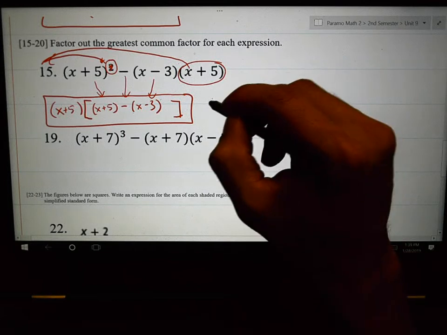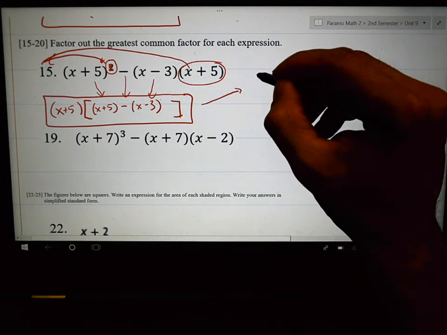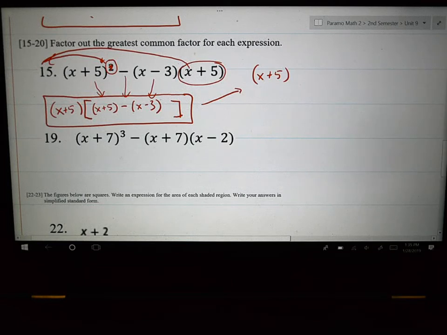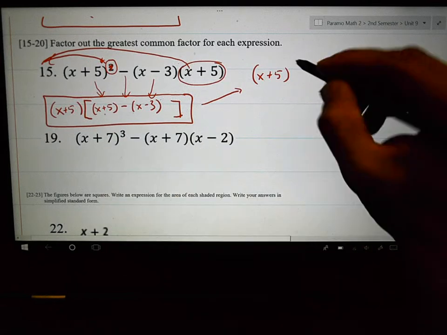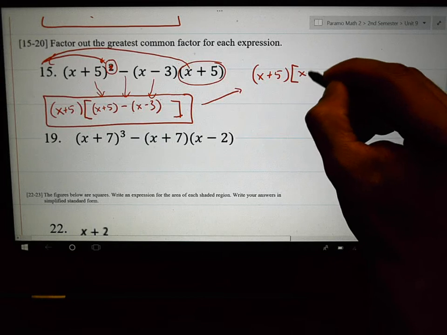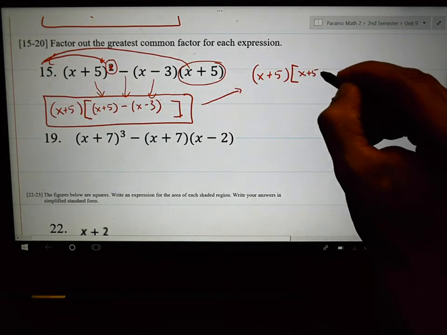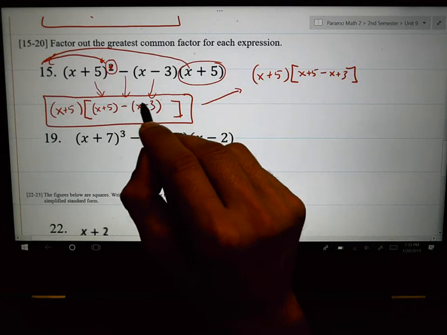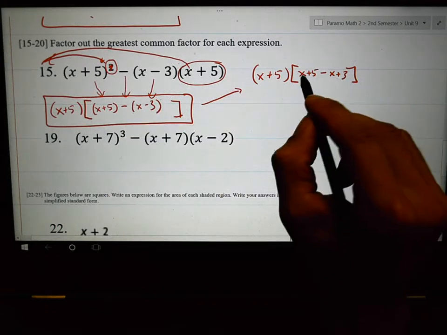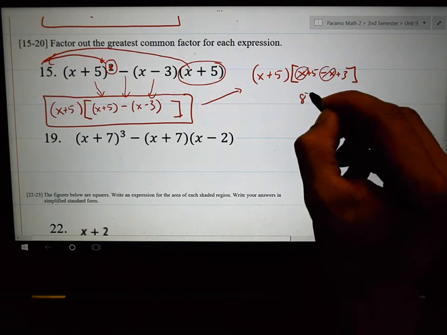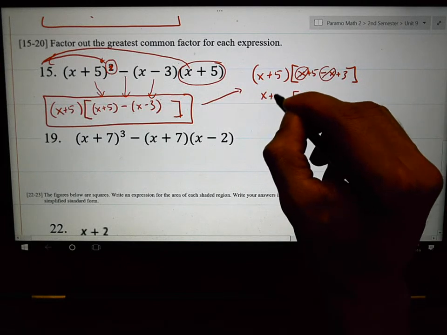But I need to show you something because I did see something like this on, let's just say, some kind of test that I've seen before. Sometimes you might actually have to simplify what goes inside these brackets. Sometimes you might have to do x plus 5 minus the x minus the negative 3. Minus the negative means adding the 3. So sometimes you might have to put these together and go, oh, those cancel. And this is the same thing as 8 times x plus 5.